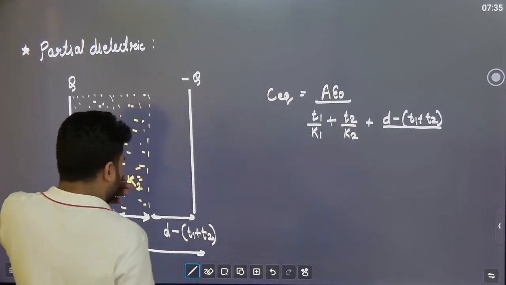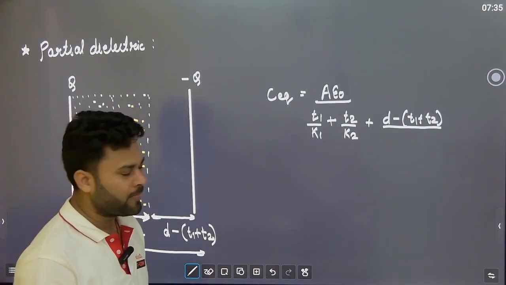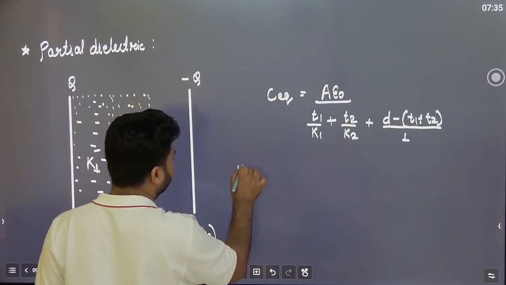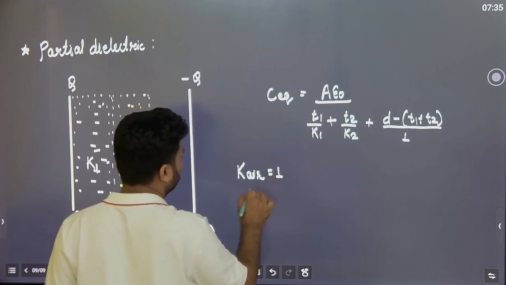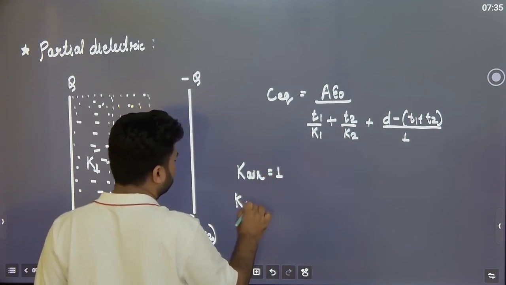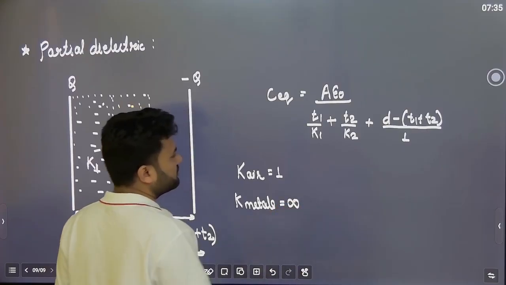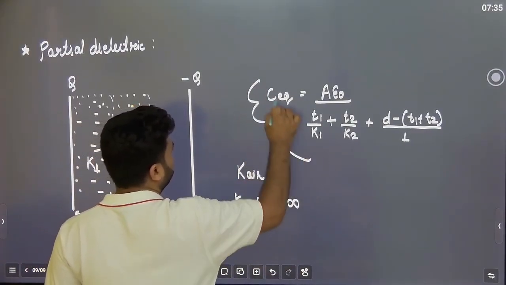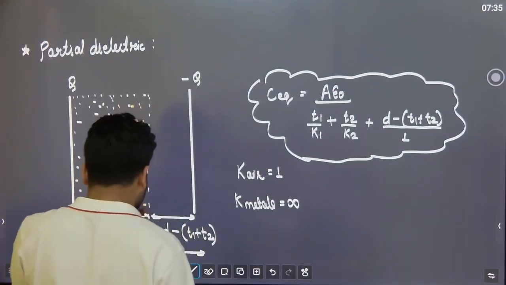Now for air, dielectric constant value is 1. For air dielectric constant value is 1. I am writing K value for air is 1. K value for metals, it is infinity. So we have this formula for partial dielectric. Okay.